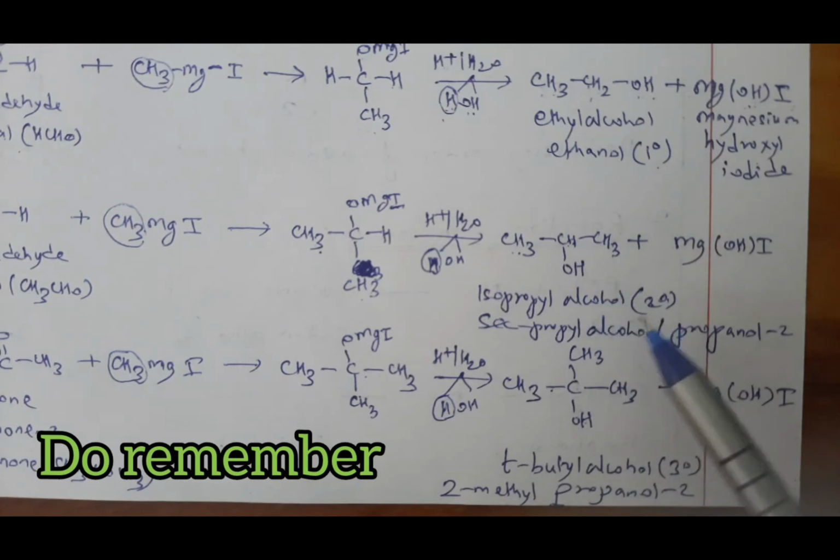Since it is a secondary alcohol, we even call it sec-propyl alcohol. Now the IUPAC name: 3 carbons, propane, alcohol "ol", so propanol-2. Last one, this OH is linked with a C that is called tertiary, therefore it is tertiary. This T stands for tertiary.